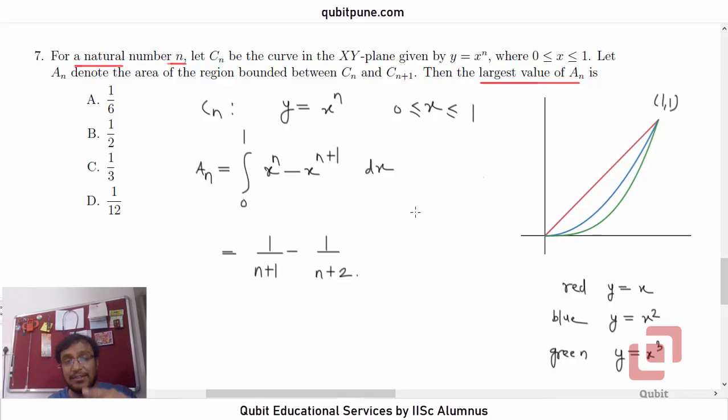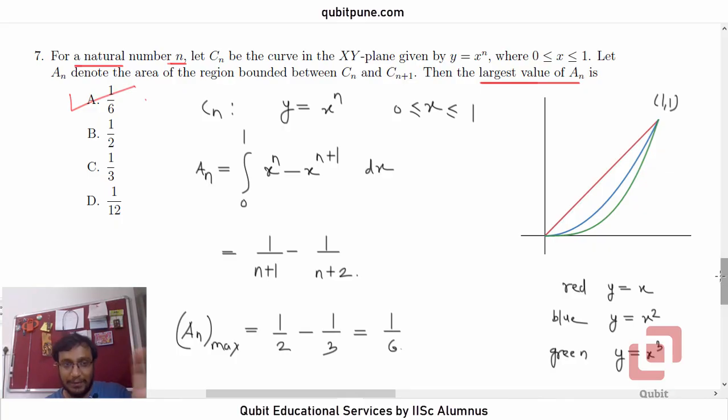Okay, now this largest value is when the denominators are the least, and you can also see that from the graph. Between n equal to 1 and n equal to 2, if you see, the graph has the larger area than between n equal to 2 and n equal to 3. So an max will be 1 upon 2 minus 1 upon 3. So that will be 1 upon 6. That is option A.